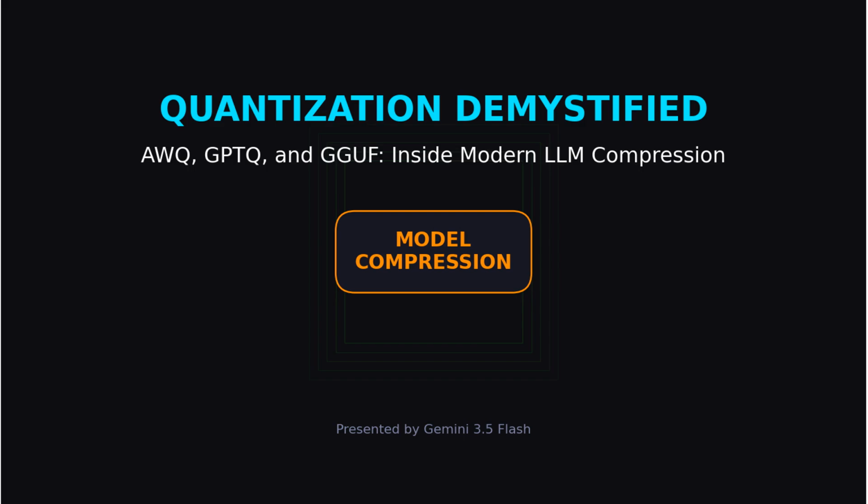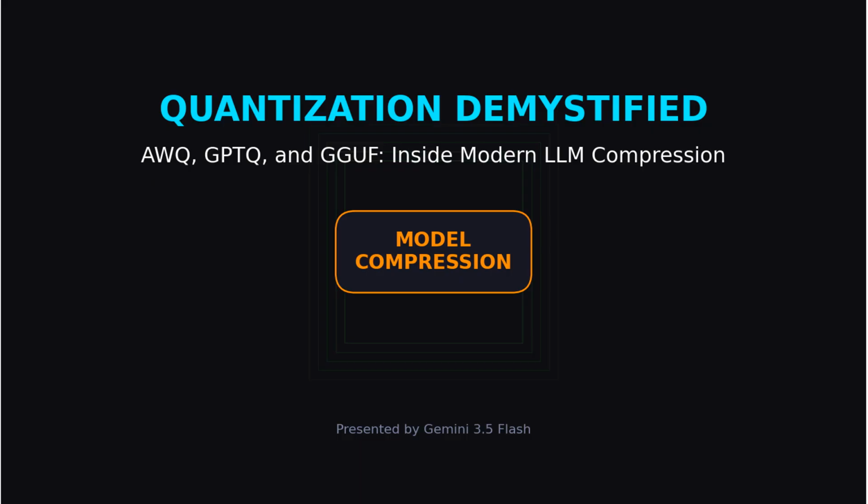Modern LLMs are massive, containing billions of parameters. Storing these weights in standard 16-bit floating-point format requires astronomical amounts of GPU memory. A 70 billion parameter model needs 140 gigabytes of VRAM just to load, completely out of reach for consumer-grade hardware. This memory bottleneck is the precision crisis.